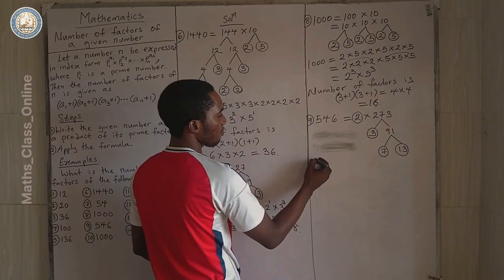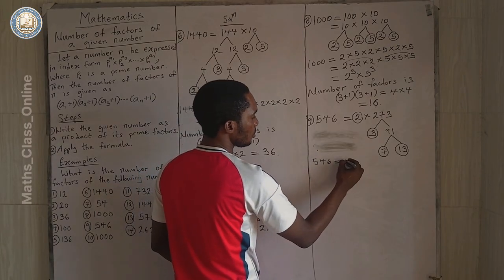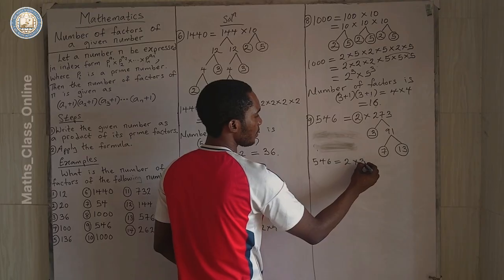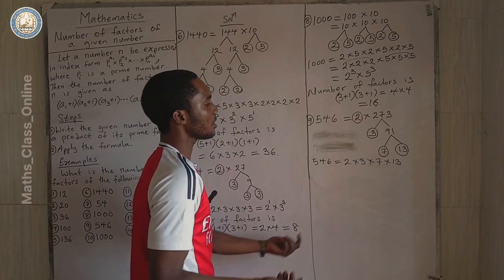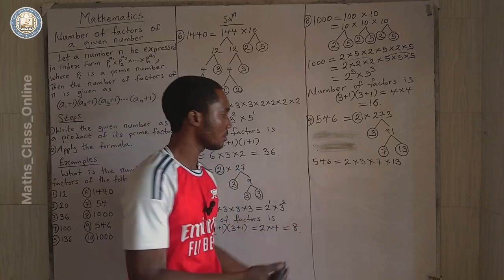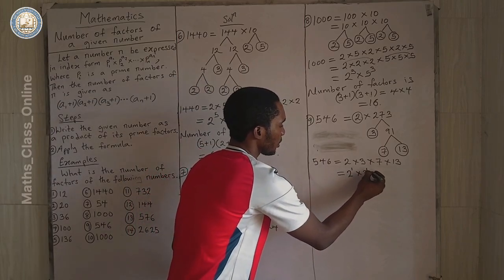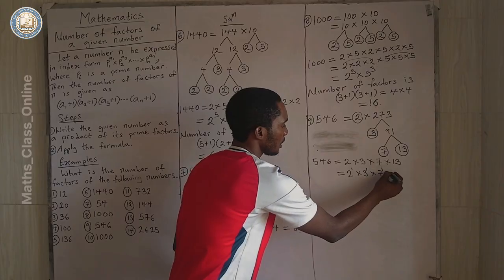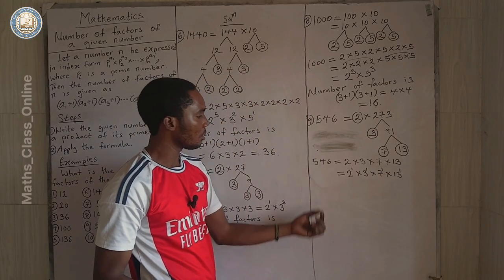That implies 546 is equals to 2 times 3 times 7 times 13. This is already in index form: 2 raised to power 1 times 3 raised to power 1 times 7 raised to power 1 times 13 raised to the power of 1. What will be the number of factors of 546?